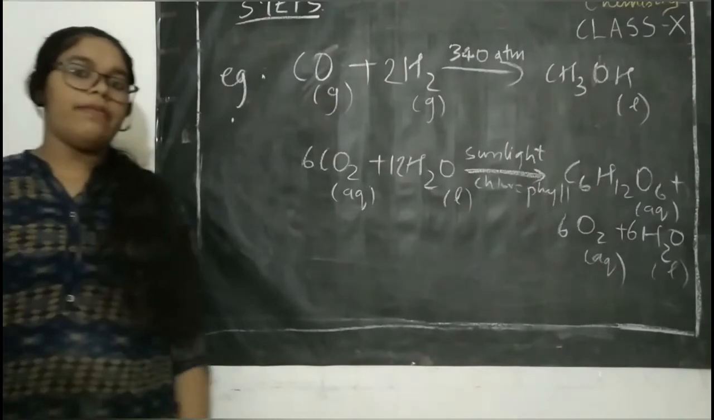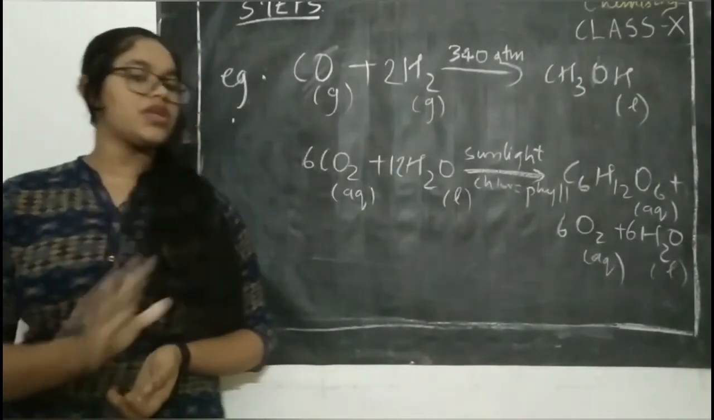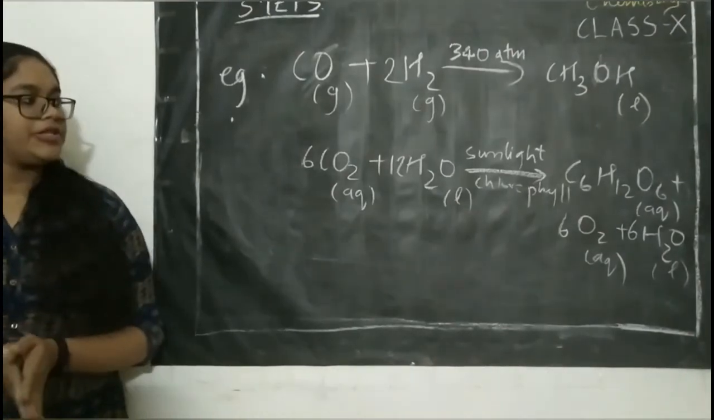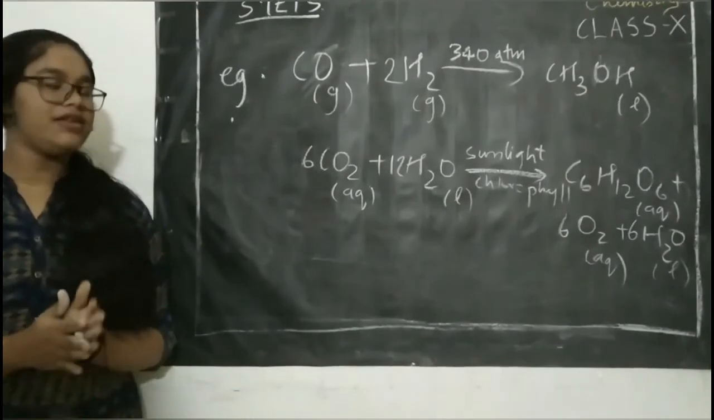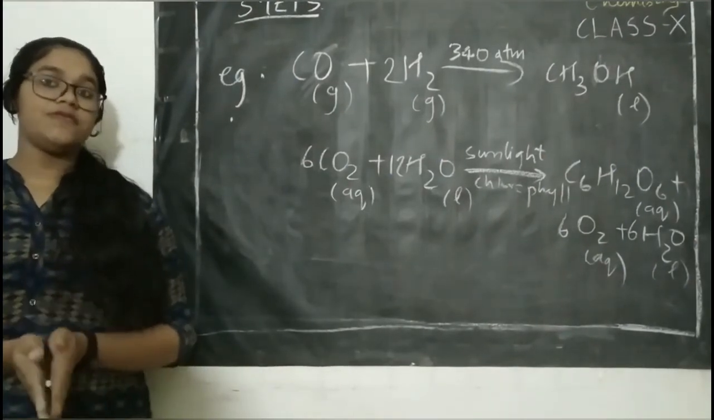So this is all about balancing chemical equations and how to write a chemical equation. So this is the end of this part. Now we will learn about what are the different types of chemical reactions.